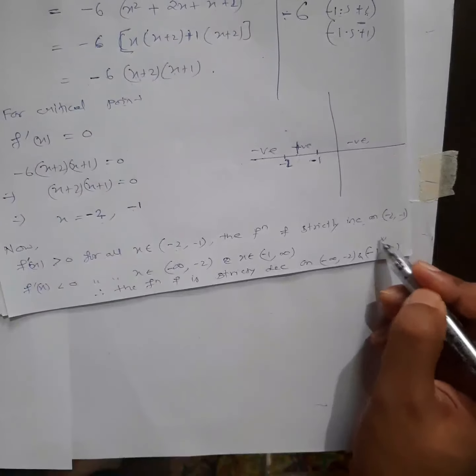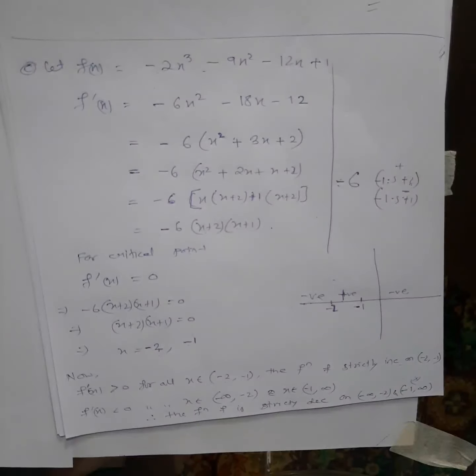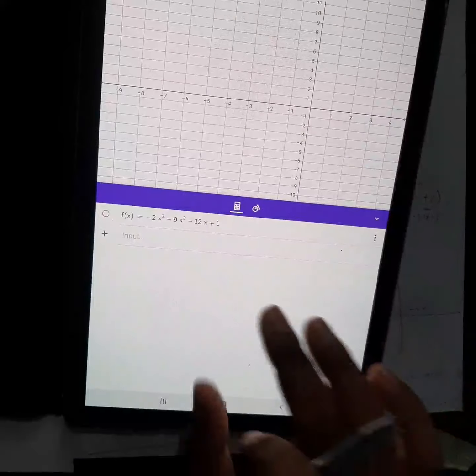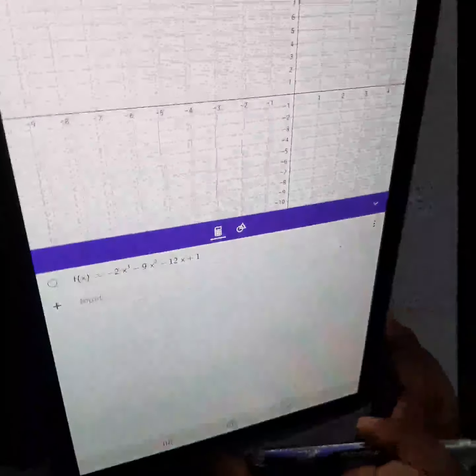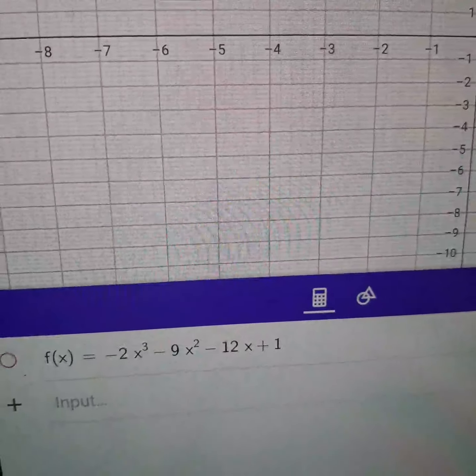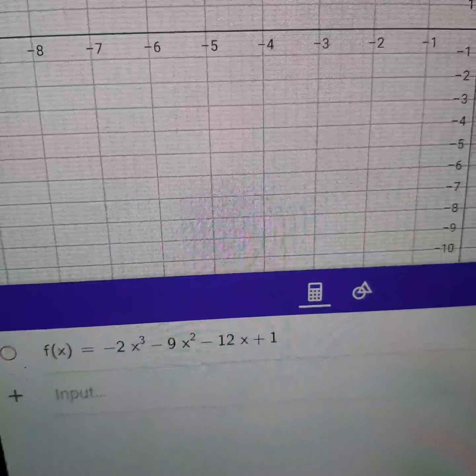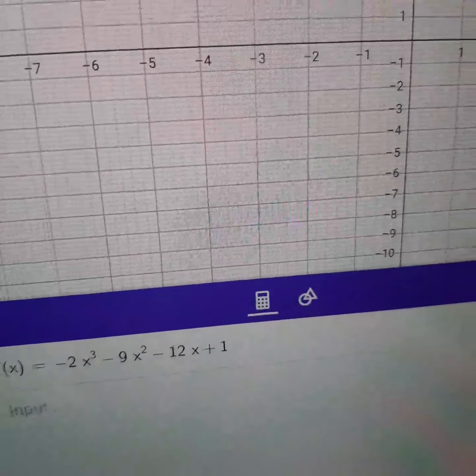Okay, so that's the graph. If I show you the graph, you can see it will be something like this. You can see here I have already written the function: 2x cube minus 9x square minus 12x plus 1. This is the function, right?